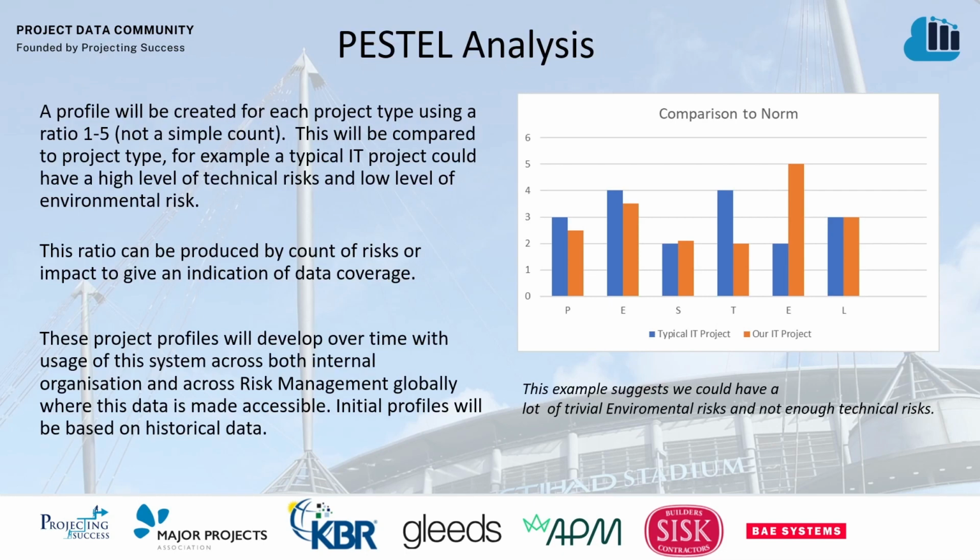The PESTEL analysis will be done via a chart demonstrating a ratio rather than a count, which can be ratioed either on the number of risks or the impact of them, to give an indication of where those biases are. Going forward, using historical data and collected data in future would show a profile for what would be a typical project of a particular type. As an example, an IT project would have a higher level of technical risks and a lower level of environmental risks, at least that is what we would expect.